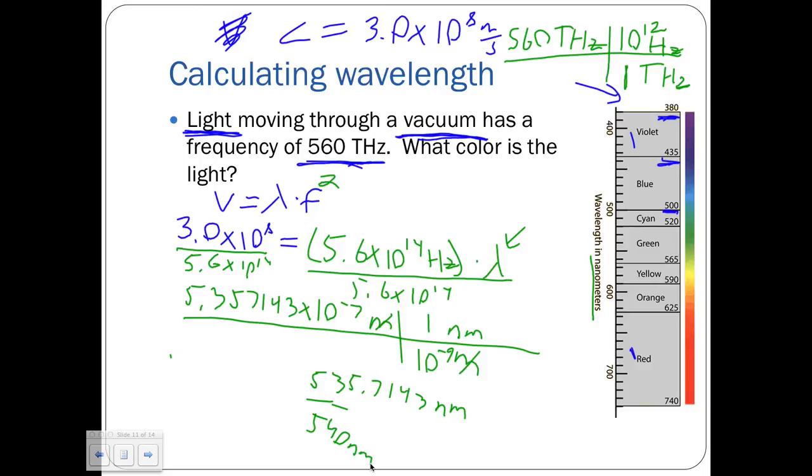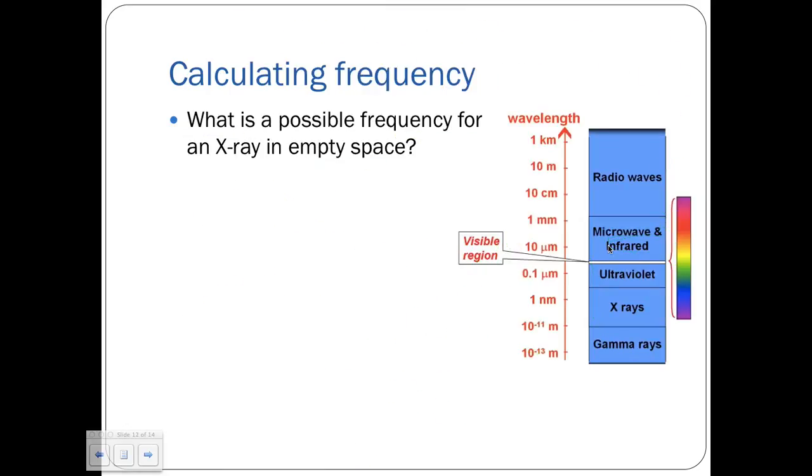And now we can look over here and see where is 540. Well, 520 is right here, 500's up there, 565's here, so 540 would be somewhere in the middle of this section here, so it would be green light. And so if I had a light with a frequency of 560 terahertz, it must be green light. All right, now let's try another one here.